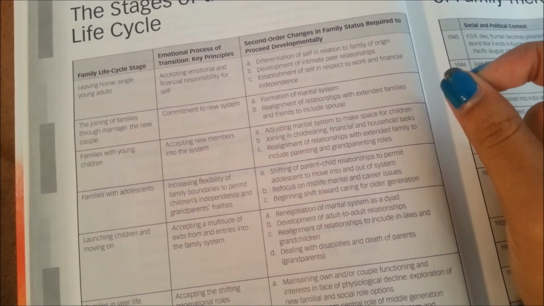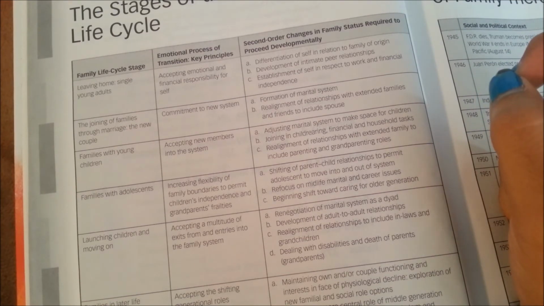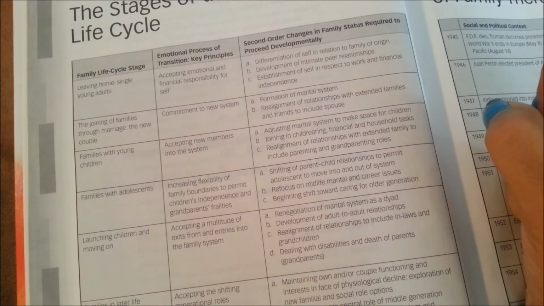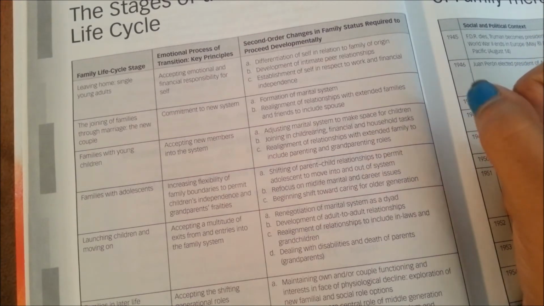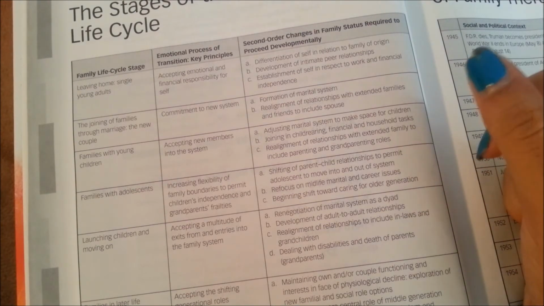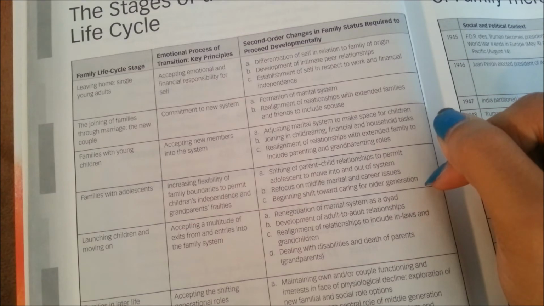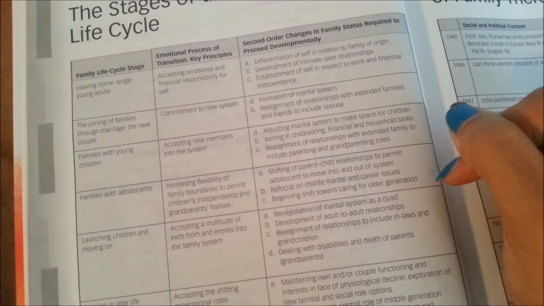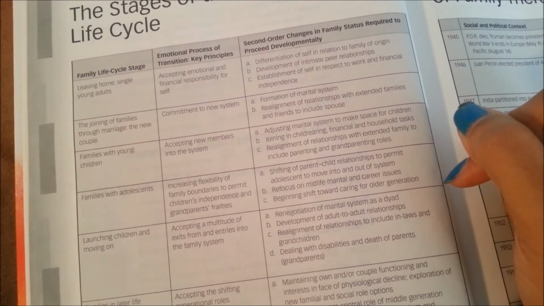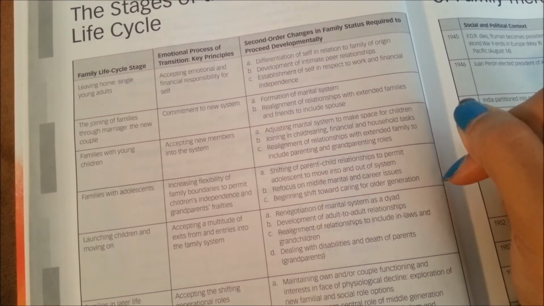Maybe if Bobette was a stay-at-home mother, maybe she wants to go back to school or get a new job, or maybe Bob has decided after so many years and making so much money in business that he wants to become a writer and stay at home and write that novel that he's been thinking about working on for years and years and years. Beginning shift towards caring for older generations, so figuring out what they want to do about the grandparents. Again, do you want to put them in a home, or are you going to take them in and take care of them?